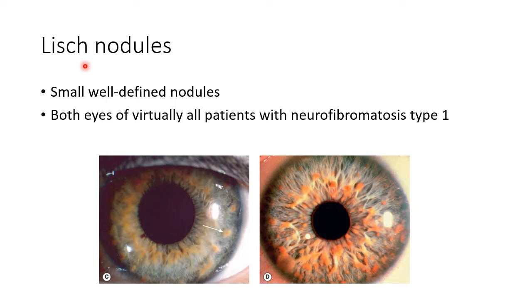Now let us discuss about Lisch nodules. They are small well-defined nodules. This picture shows a Lisch nodule. They are seen in both eyes of virtually all patients with neurofibromatosis type 1. This picture shows extensive Lisch nodules.